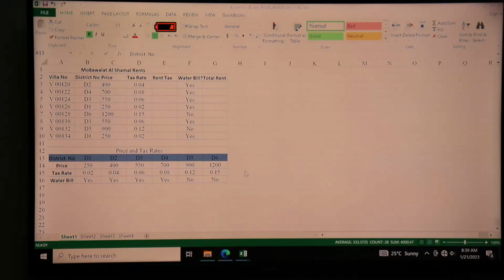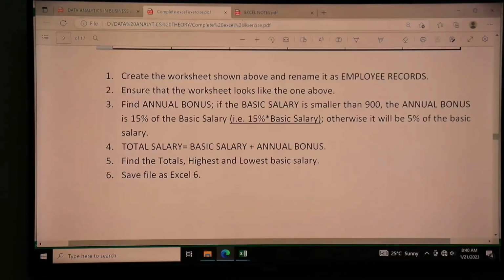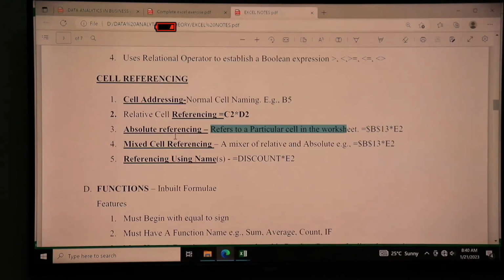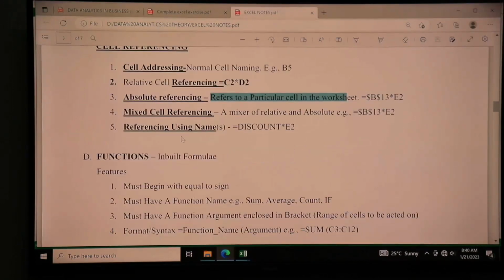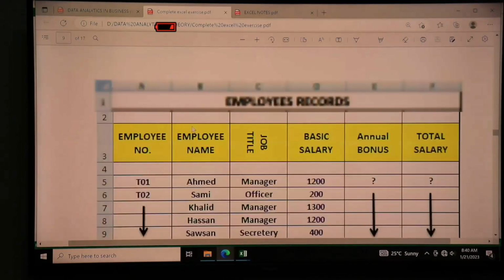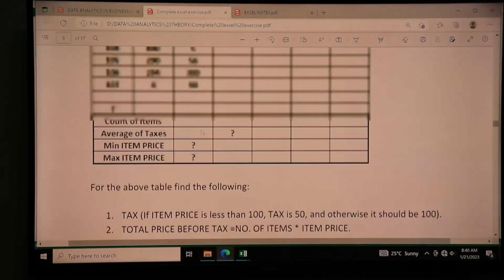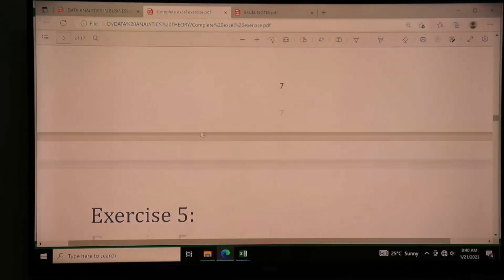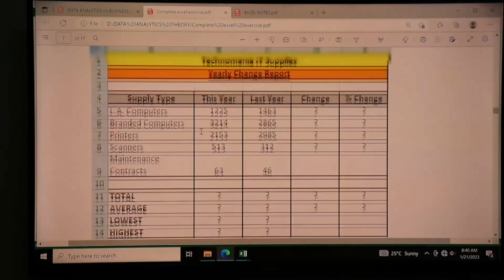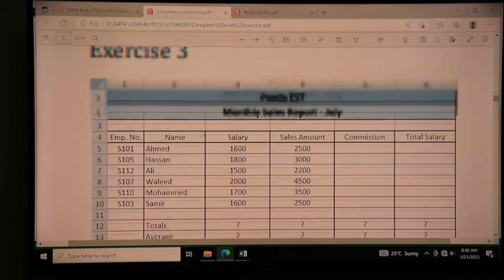So we have done those major types of referencing techniques, and I believe that one is clear. Now you have to practice more exercises. I'm going to share this one right away, and you are supposed to tackle exercises. First, you repeat exercise 2, then you also do exercise 3 and 4.